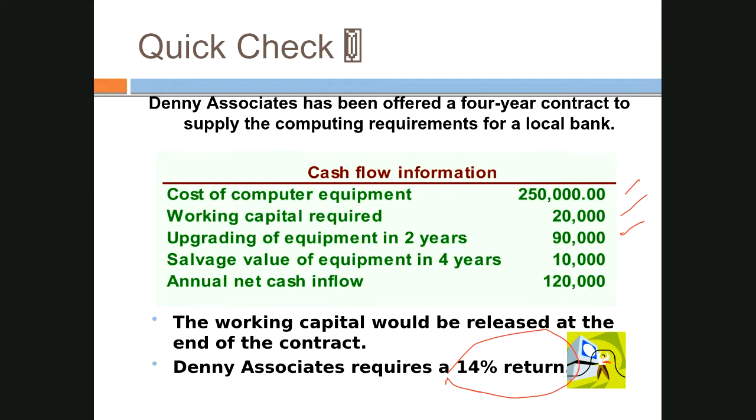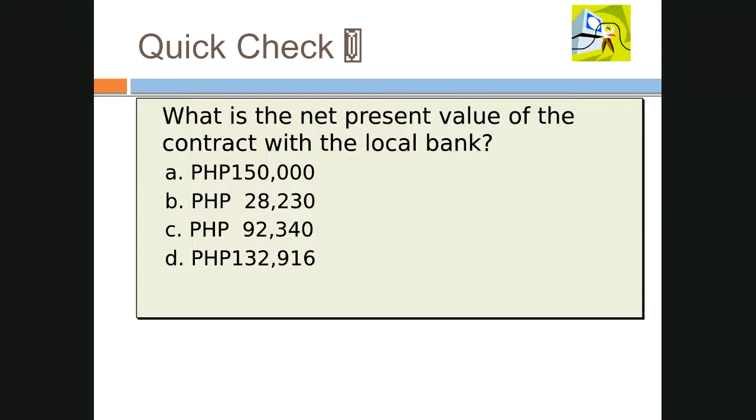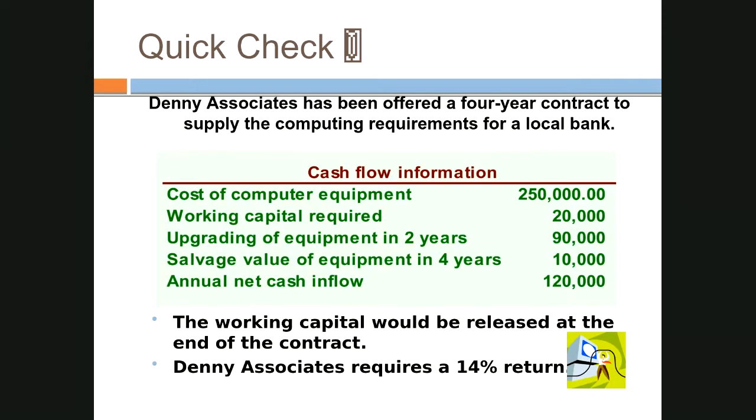Kasi di ba, you need a cash outflow and you need cash inflow. May question ba dyan? O, try to answer, class, ha? So, regardless kung tama mali sagot mo, try mo lang sagutan. Mas paliwanag lang natin later on. So, ang tanong, what is the net present value of the contract with the local bank? So, yun na tinatanong. So, NPV lang. So, try nyo munang isolve class. Tapos, mag-poll tayo kung sino yung sasagot ng A, B, C, or D. O, isolve nyo muna tapos mamaya pipili tayo sa choices.